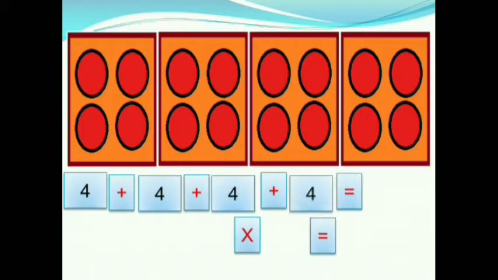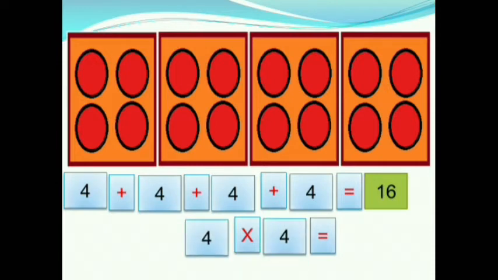Children, see these pictures. What are these? Yes, these are bindis. How many bindis are there? 1, 2, 3, 4. 4 bindis are there in 4 groups. So we will write 4 plus 4 plus 4 plus 4. What is 4 plus 4 plus 4 plus 4? Yes, 4 plus 4 plus 4 plus 4 is equals to 16. This is the addition form. Now we will write the multiplication form. Here 4 is repeated 4 times. So we will write 4 into 4.